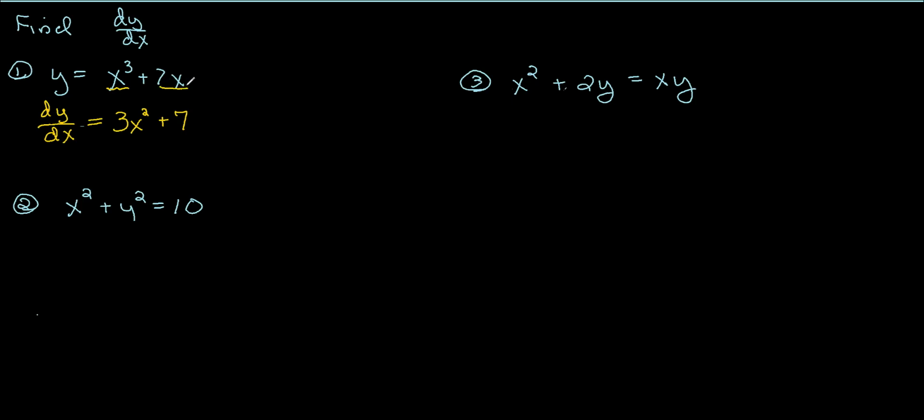So now, in example 2, I want to find dy dx. I'm still after my derivative. But notice I have not written y as a function of x. And notice it's not even a function of x. If I were to plot this creature, this is a circle. X squared plus y squared is a circle with radius square root of 10. So this is not a function. It's not a function because it would fail the vertical line test.